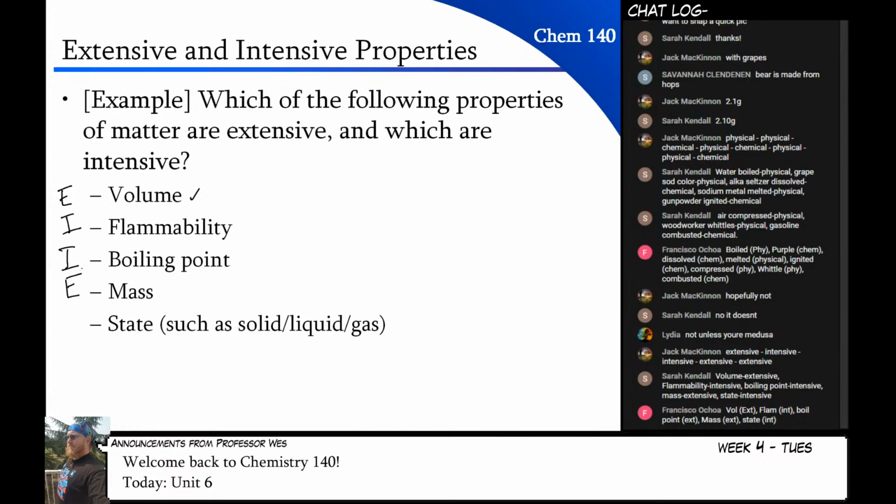Mass we already talked about. And then state, if I give you more matter, does it change state? If I give you more water, would it suddenly become a solid or a gas? No, those aren't related to the amount at all, right? So that would be intensive as well.